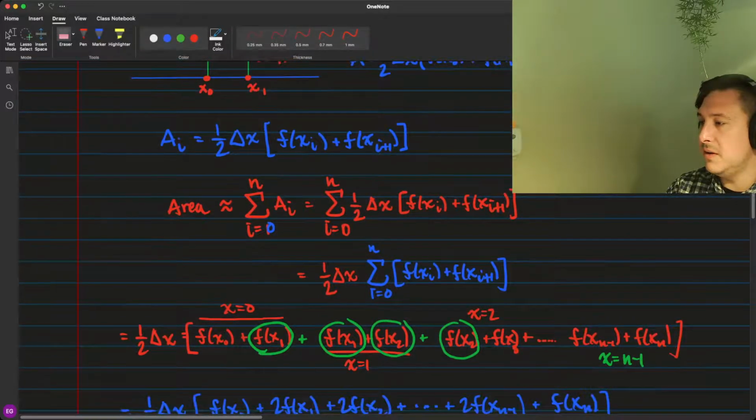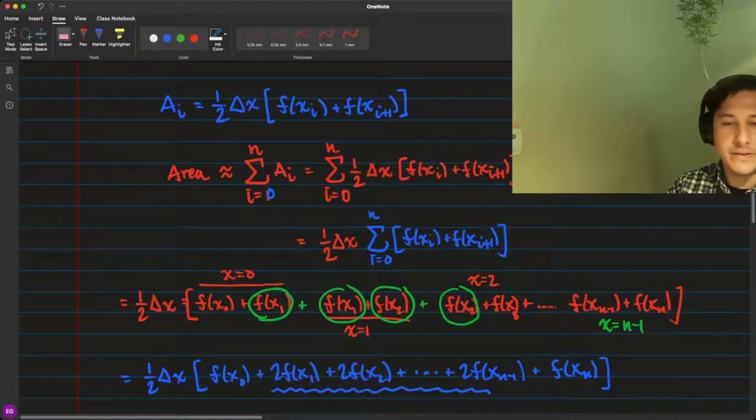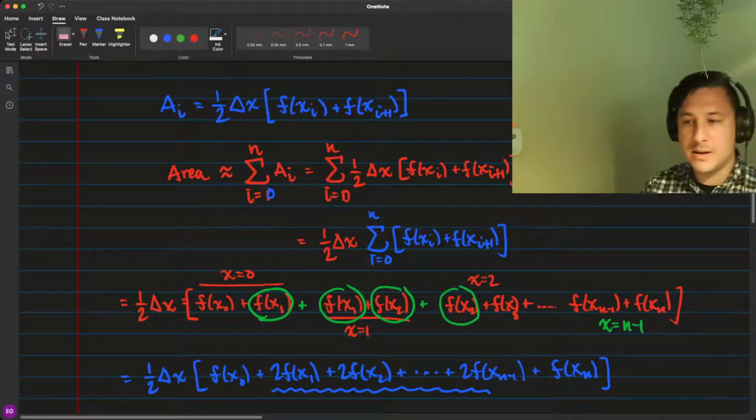And we did that sort of last time here. You can sort of see how I plugged it in, right? F of x0, f of x1, f of x1, there's two of them. F of x2 and f of x2, you can see it highlighted in green.